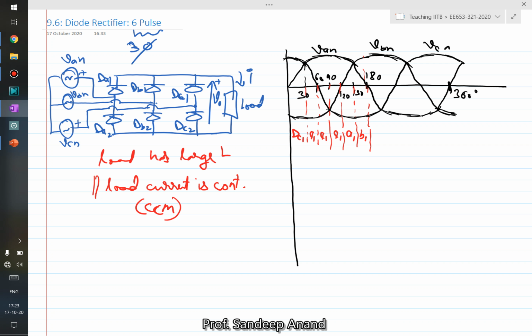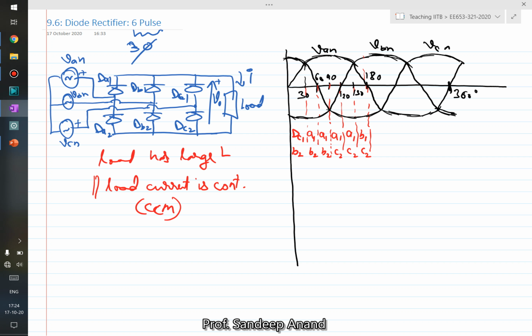Similarly, we can see for the bottom diodes, DA2, DB2, DC2, and see whichever has the most negative potential will conduct. So here it will be B2, right? Then it will be B2, again B2, again B2, and then it's going to be C2, then C2, and then C2, right? So we have decided which devices would be conducting in this period. Let me just rewrite this A, which does not really look like A, and make sure that they look like A, right?